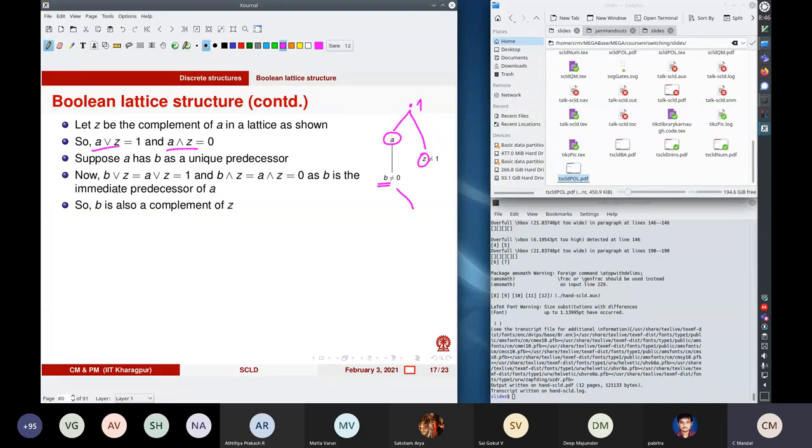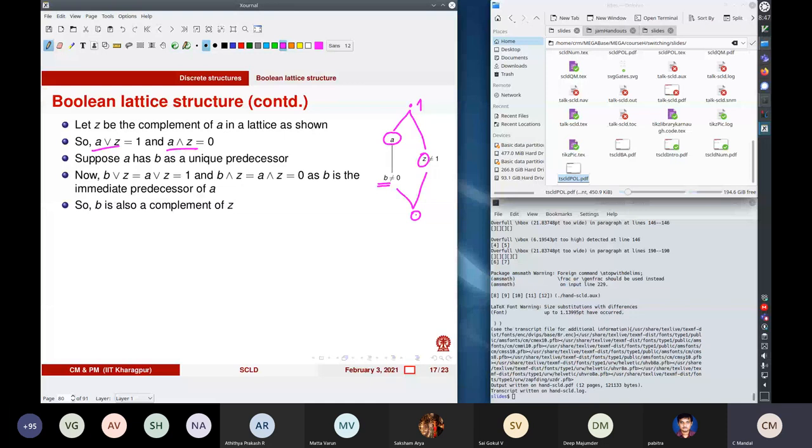By the same argument, the meet of B and Z will be the same as the meet of A and Z, which is 0. So what you find is that B is also a complement of Z. So now Z doesn't have a unique complement. If B is not 0, then an element like Z, which is the complement of A, will also have to be the complement of B. Therefore Z doesn't have a unique complement.